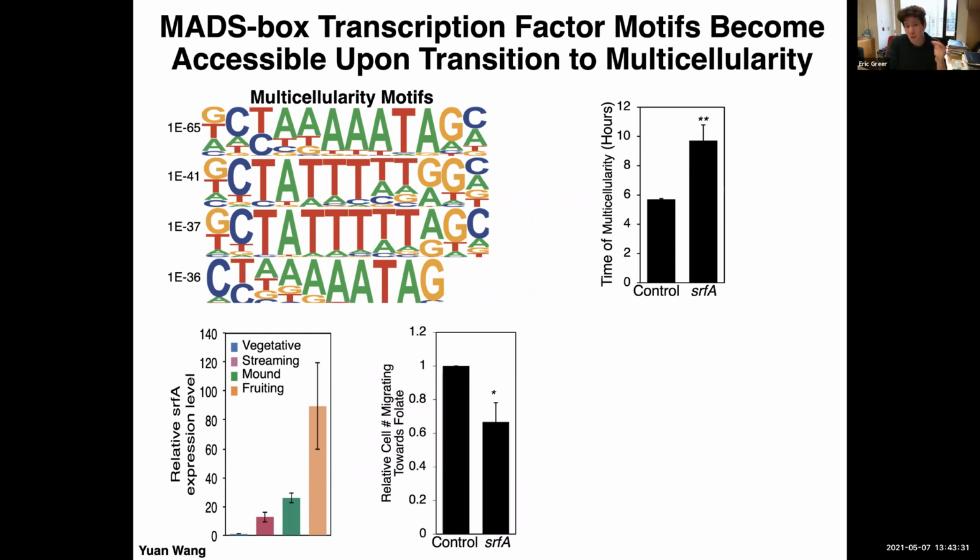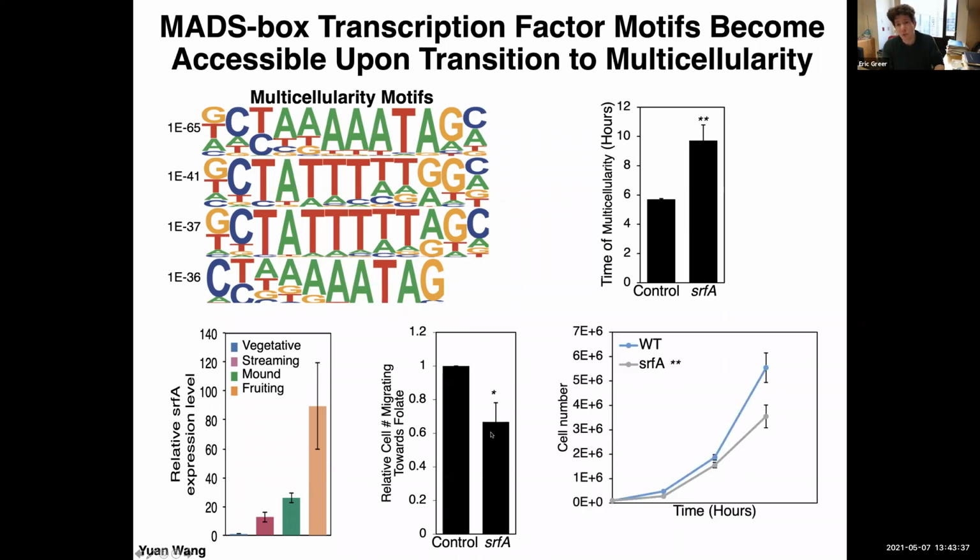So what we found was that when we deleted SRFA, it also decreased this organism's capacity to chemotax, as well as decreased its proliferation rate, suggesting that SRFA, while it might be affecting multicellularity, was also affecting these other properties as well. So we wanted to see if we could use the epigenomic data to identify things which would maybe be more specific for multicellularity rather than just generally making the Dictyostelium unhappy.